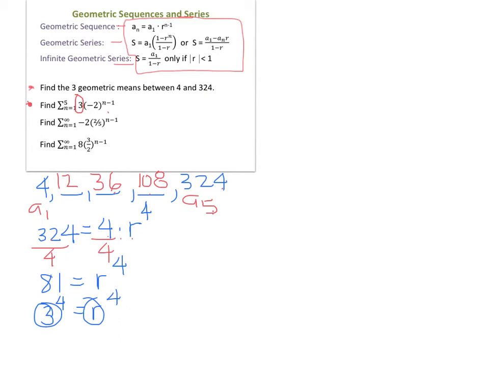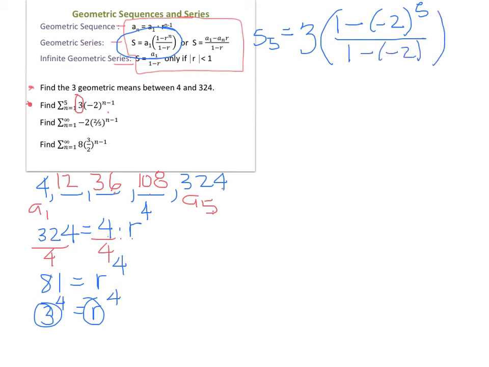Okay, so we're going to use our sum formula. Our sum formula says that S sub 5 is a sub 1, which is 3, and then in parentheses we have 1 minus your r, the negative 2, put that in parentheses, to the n, because we're using this formula here. So n in this case is 5. It's really important you put that in parentheses, and then we have 1 minus a negative 2 on the bottom.